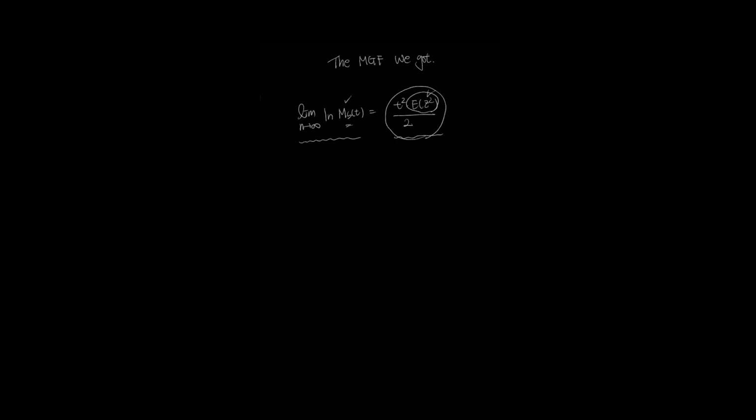So we can rewrite this as t squared times 1, so it would be t squared divided by 2. This is the final form.